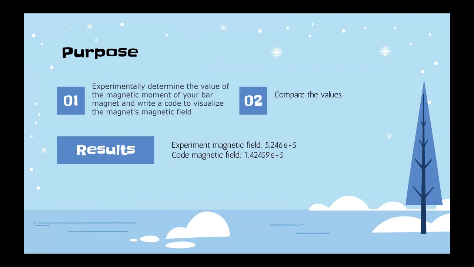So the purpose of this experiment is to experimentally determine the value of the magnetic moment of my bar magnet, and then we'll write a code to visualize this magnetic field. And then we'll compare the values and see what error caused this drastic change. As you can see here, the experiment one was 5.2 e to the negative 5, and the code one was 1.4 e to the negative 5.